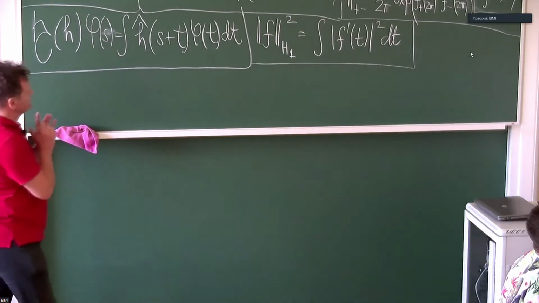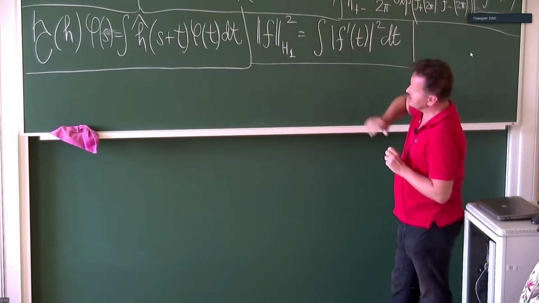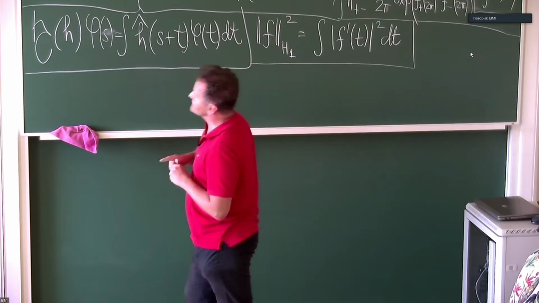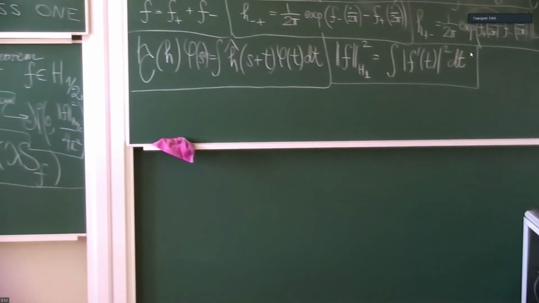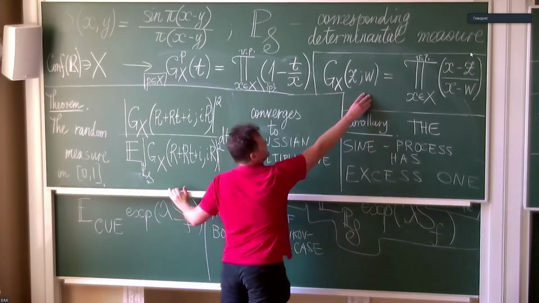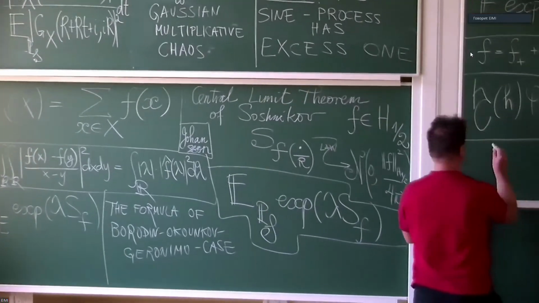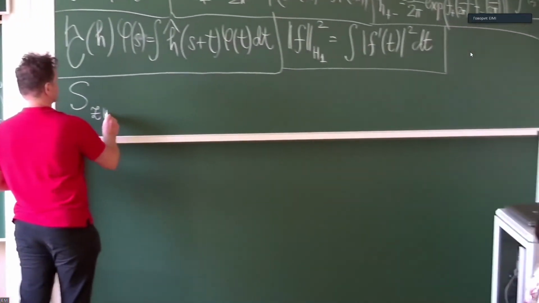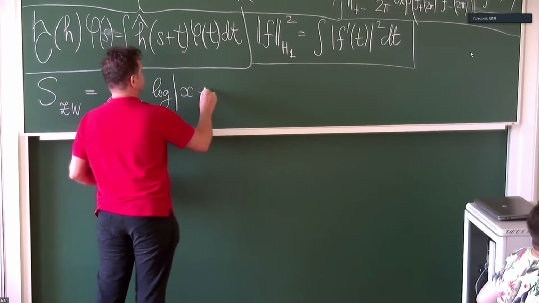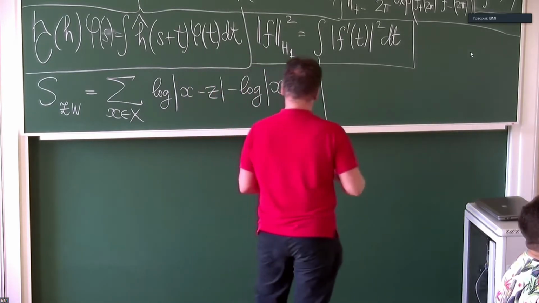But in fact, from this quite general analysis, I would like now to go to very special linear statistics and precisely to logarithms of the random entire function that we had before, to the logarithm of the random entire function g(x). Here it is. Okay, so let me now write S_ZW, just the additive statistic, the sum over x of logarithm of x minus z minus logarithm of x minus w.